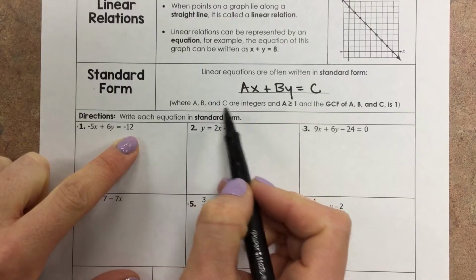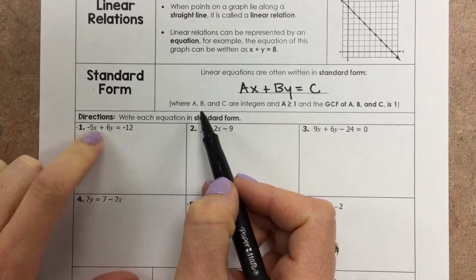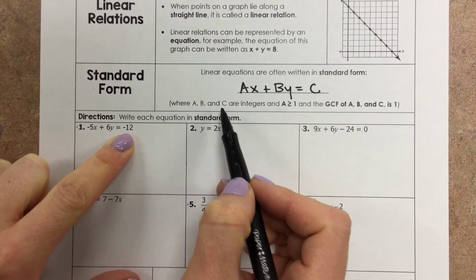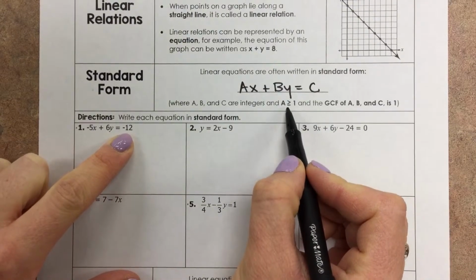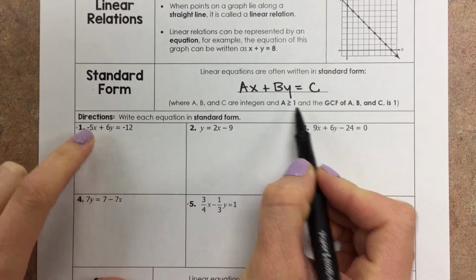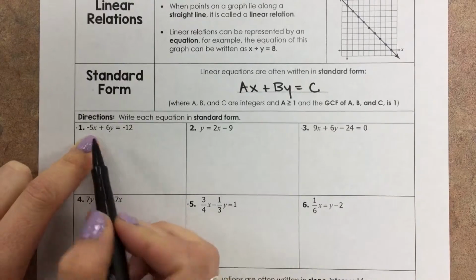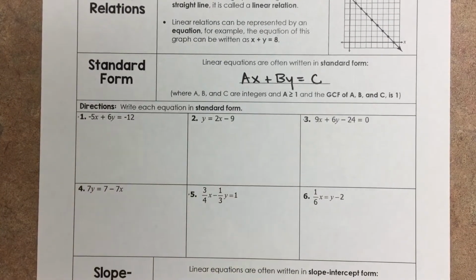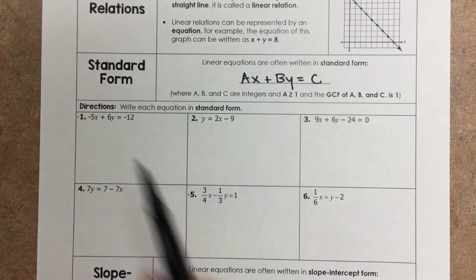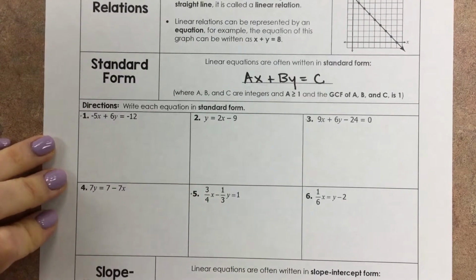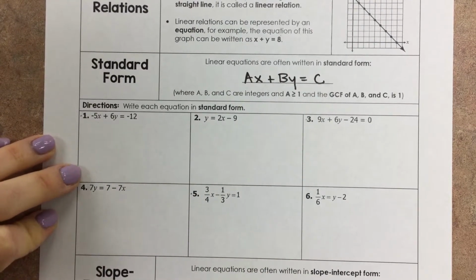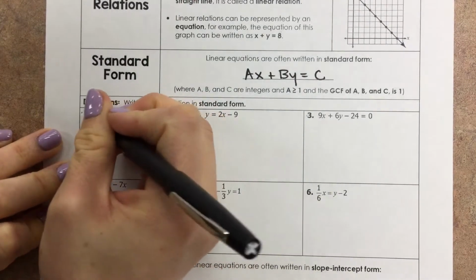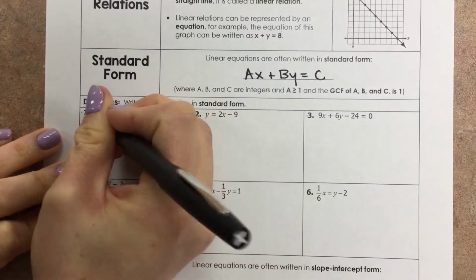So first rule, a, b, and c are integers. So we have a -5, a +6, and a -12. Those are all integers. Next rule, a has to be greater than or equal to 1. That's the rule that we're breaking right now. So this is a, and a is -5. So what we do is we just fix whatever rule is broken. So what we have to do with this whole equation is we're going to multiply or divide, whichever way you want to look at it. We need to divide everything by -1.